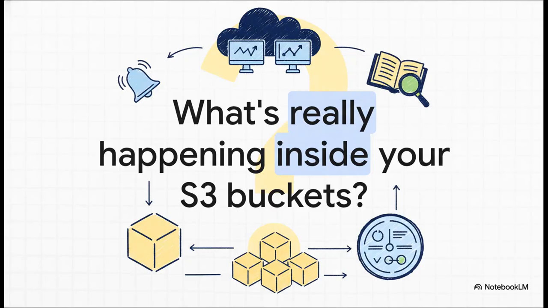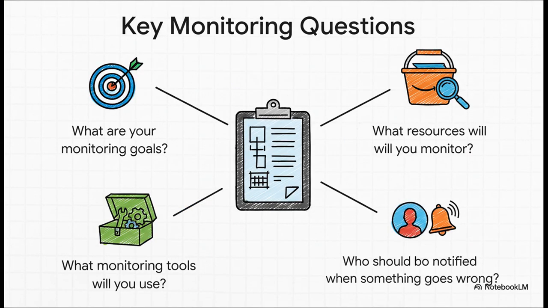For a lot of us, S3 is kind of this dump and forget service. We put files in, we get files out. But what's really going on in there? Who's accessing your data? Are you seeing a bunch of errors you don't even know about? Is everything actually secure? Without a solid monitoring plan, you're pretty much flying blind. So where do we even begin?